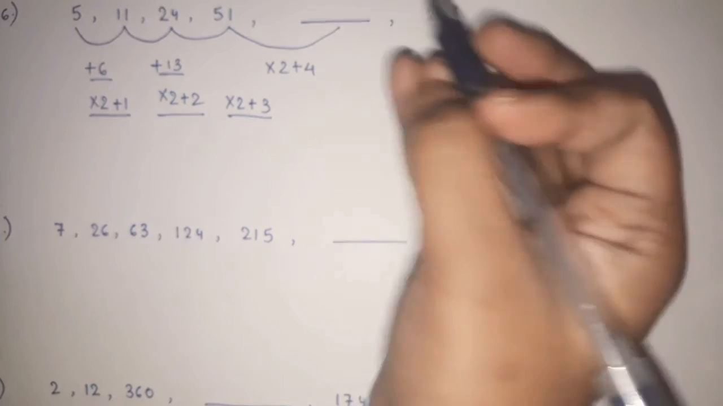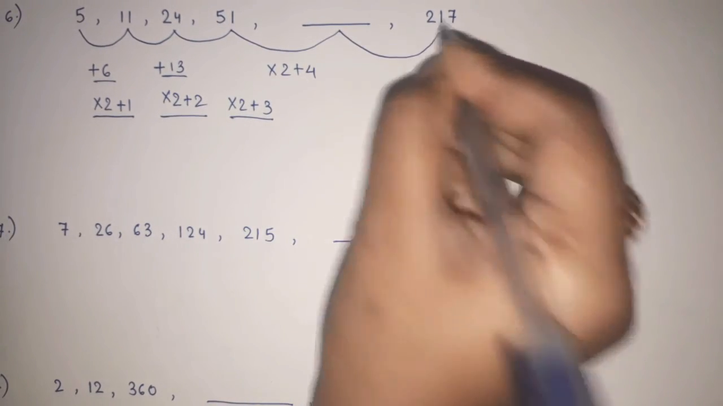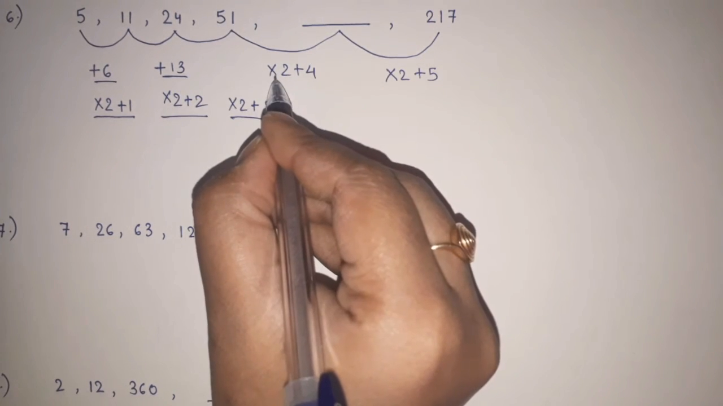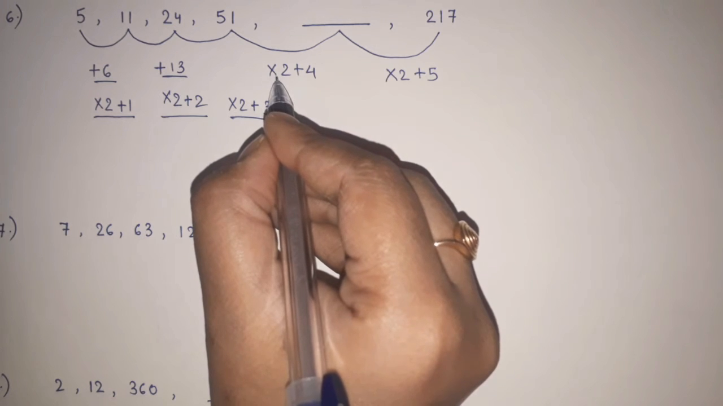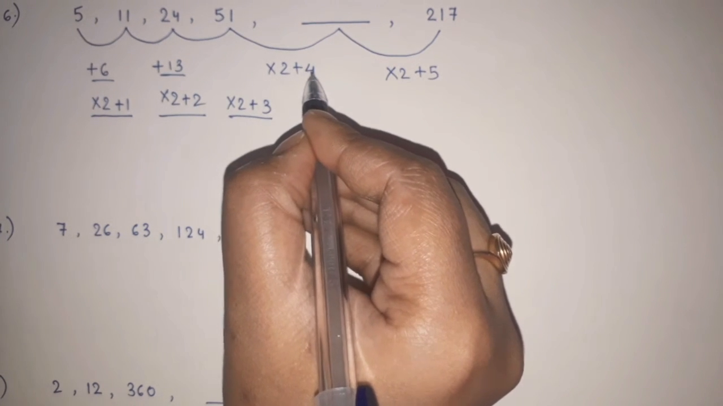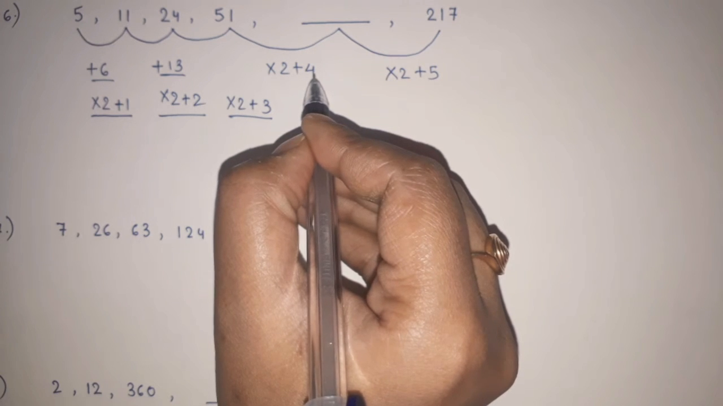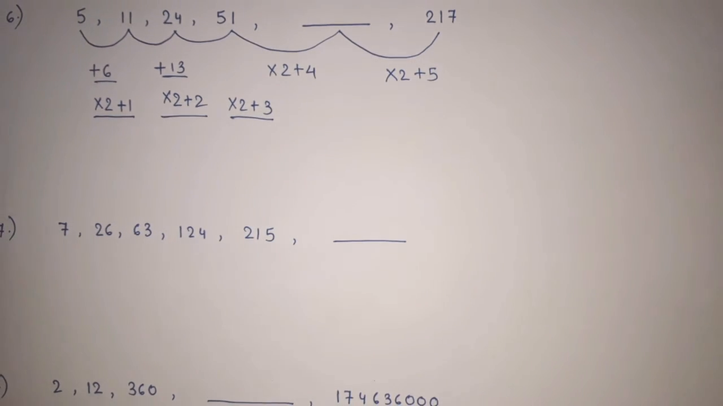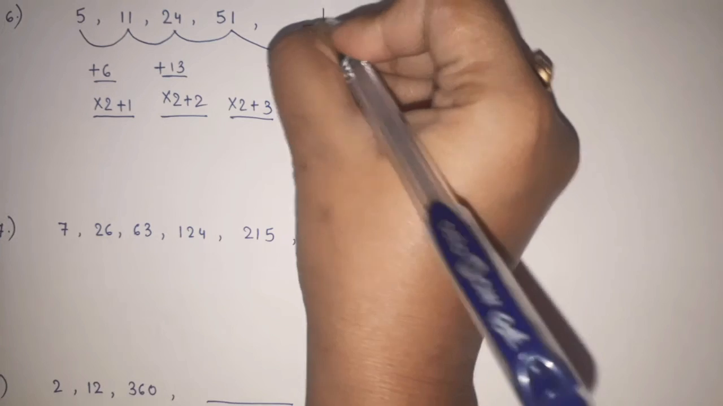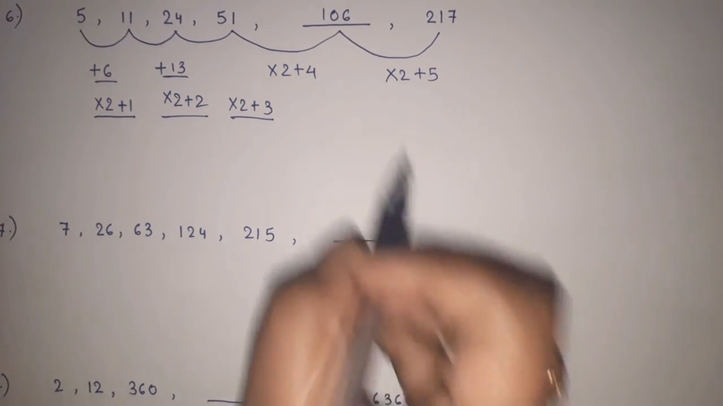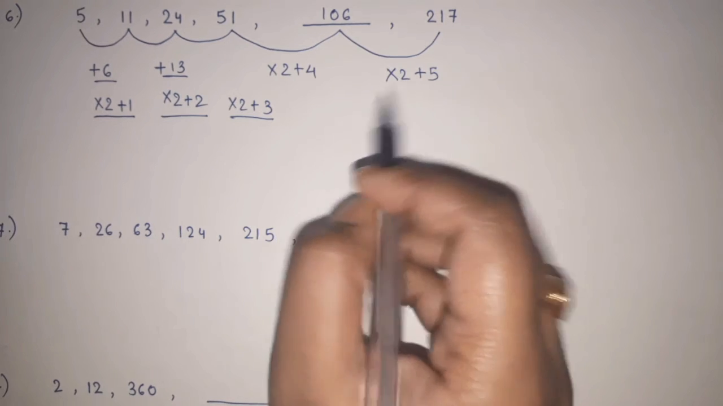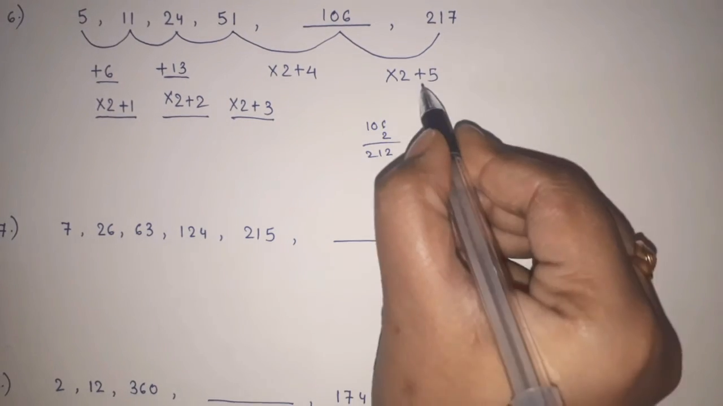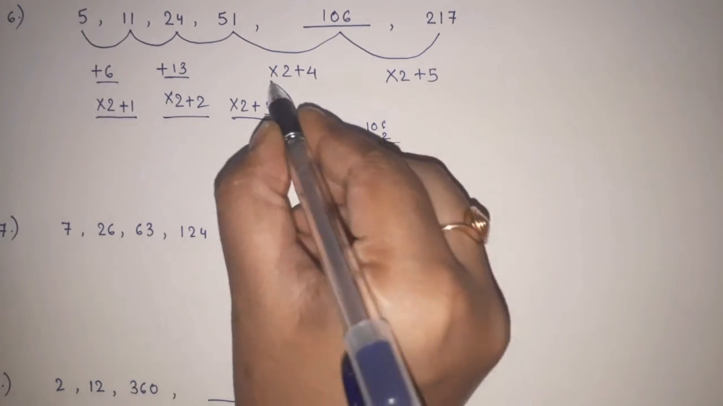And whatever I will get, if I want to check it is correct or not, it should give me, into 2 plus 5, 217. So let's say 51 into 2 will give us 102. 102 plus 4 will give me 106. Now to check if it is correct or not, 106 into 2 will give me 212 and 212 plus 5 will give me 217. So yes, this pattern is the correct pattern.